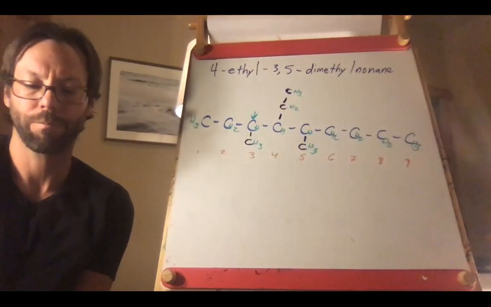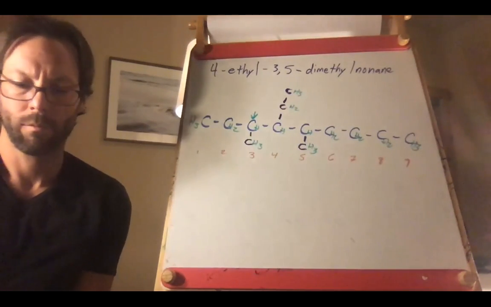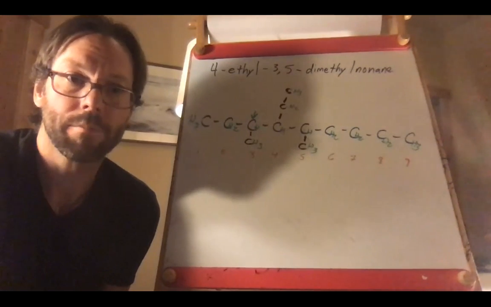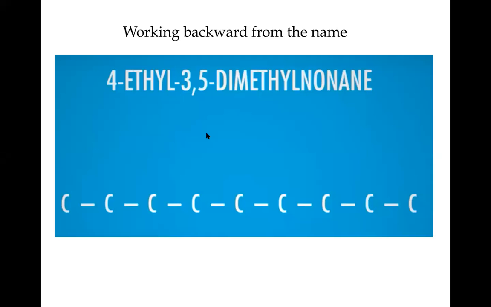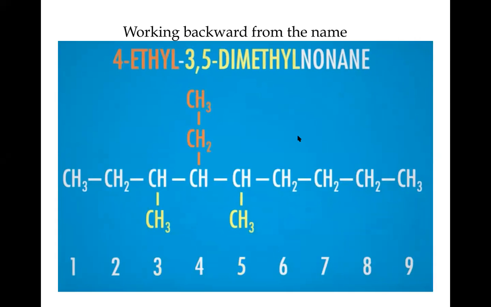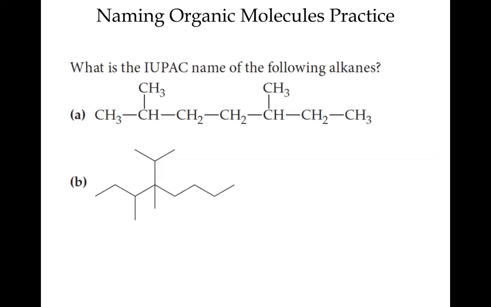Okay. And that's how we do it. And I think I have step by step. Yeah, I did step by step how to write this out. All right, that brings us to the next one. Try this out. What is the IUPAC name for the following alkanes? So pause it here, see what you come up with.